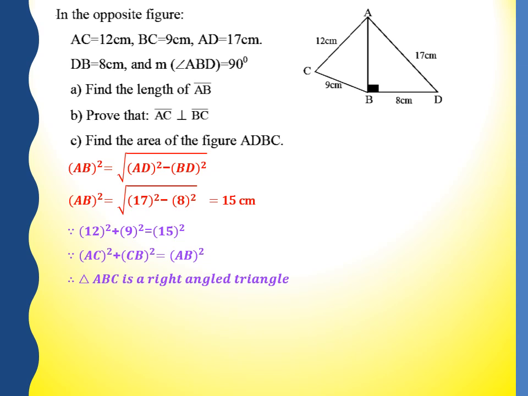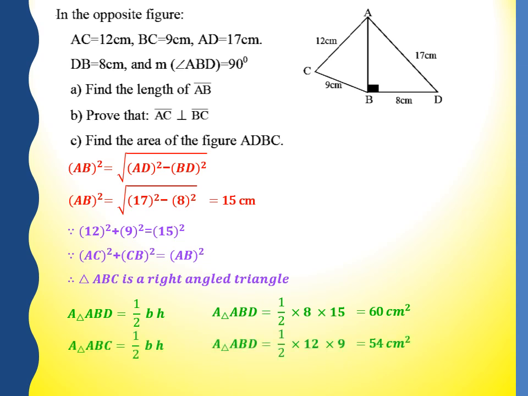The last requirement, I need to find the area of the whole figure by calculating the area of the first triangle ABD, which is half base times height, half times 8 times 15 equals 60 centimeters square, and the second triangle in which the base is AC and the height is CB, then its area is 54 centimeters square. By adding both areas, I found the area of the whole figure, which is 114 square centimeters.